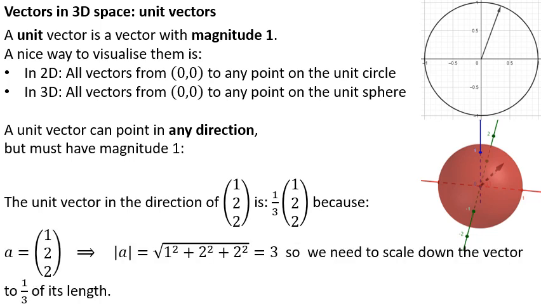And we can see that it should be a third of it because the size of 1, 2, 2 is 3. If you use a bit of Pythagoras, you can see that the length of the vector 1, 2, 2 is 3. So we need a vector which is parallel to that one, going the same way, in the same sense, but it's 3 times smaller. So we divide by the size of the vector.